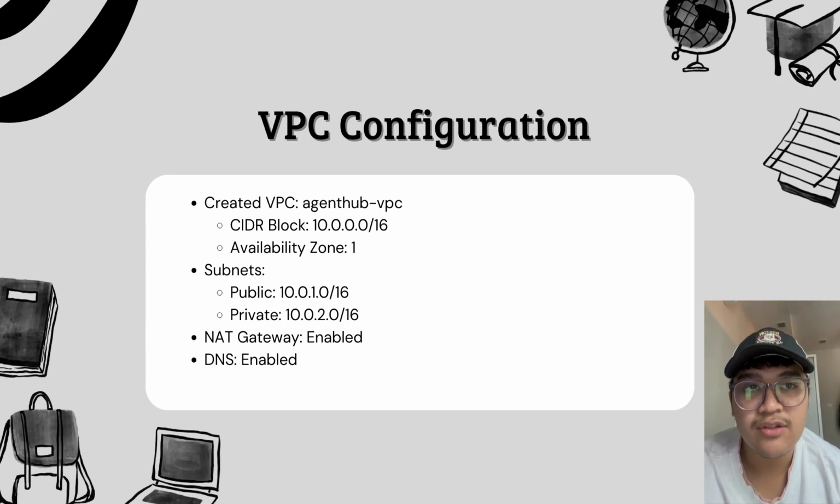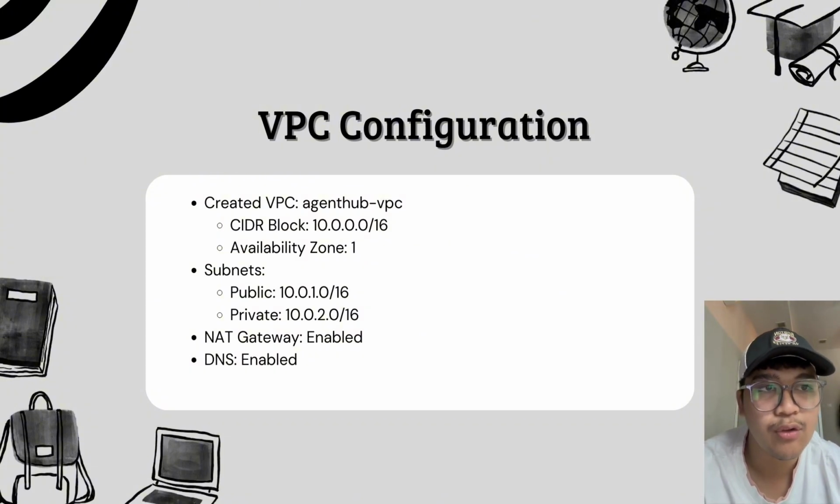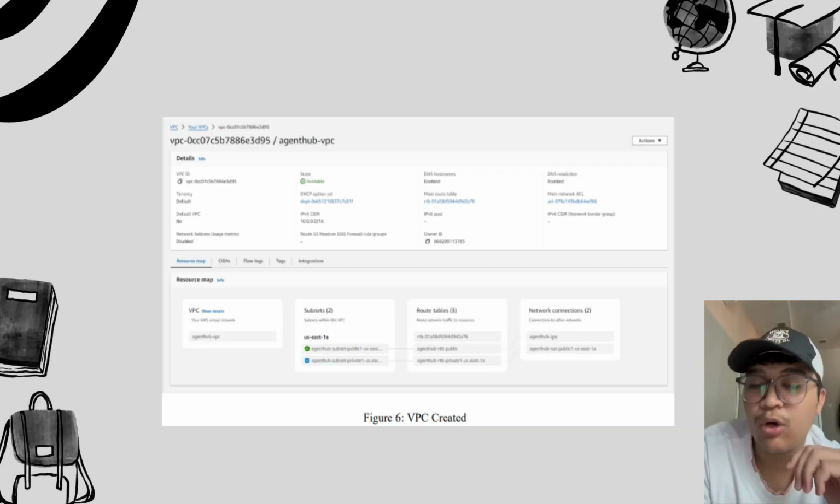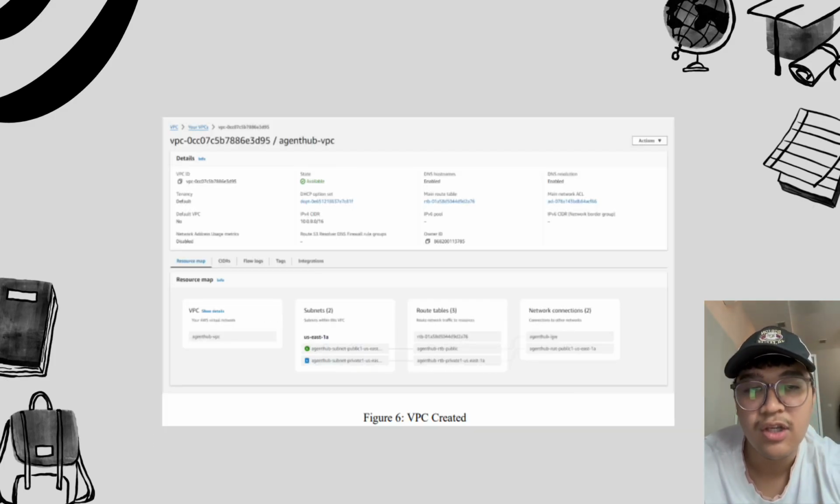To establish a well-structured cloud infrastructure, we configured a virtual private cloud, VPC. The VPC was named AgentHub VPC with a CIDR block of 10.0.0.0/16. One availability zone was selected with a public subnet for web servers and a private subnet, which is 10.0.2.0/16, for the database. The NAT gateway was enabled to allow secure internet access for resources in private subnets, and DNS resolution and hostnames were also enabled for easy resource identification.